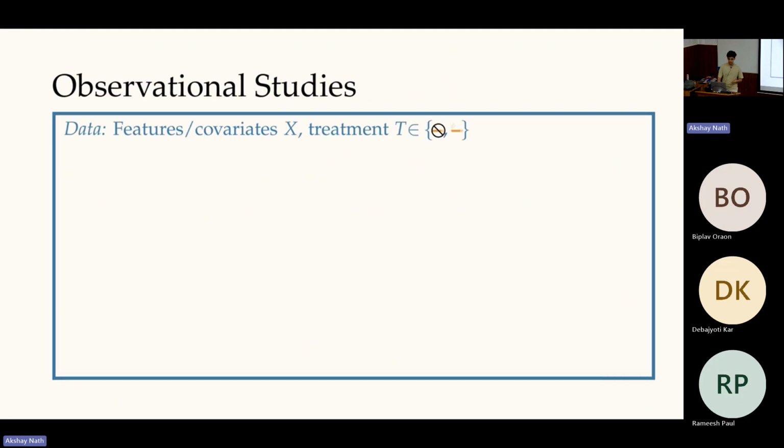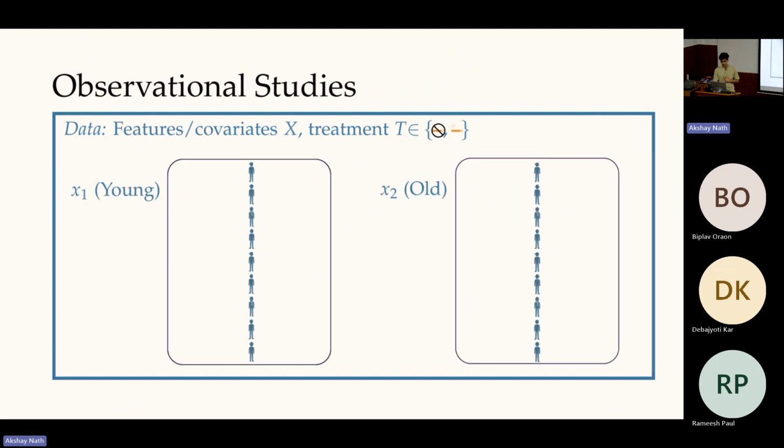Okay. So let's begin by defining what an observational study is. In an observational study, you observe individuals, and these individuals have different features that divide them into groups. So here, the individuals are divided into two groups, one of young people and the other of old people. So the feature is age.